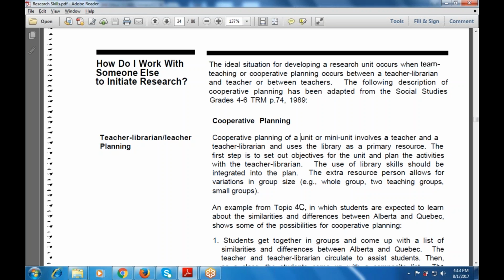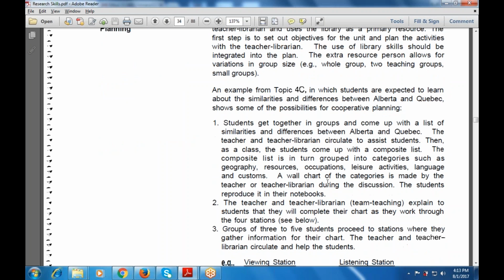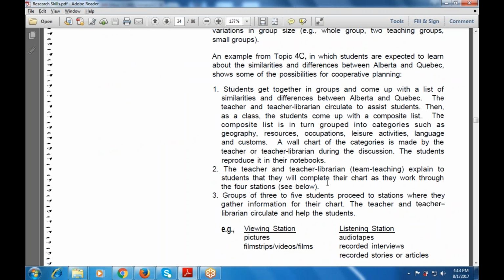First, the students get together in groups and come up with a list of the similarities and the differences between Alberta and Cuba. What are the similarities, what are the differences, both the similarity and the difference between Alberta and Cuba. And the teacher and the teacher librarian circulate to assist students.